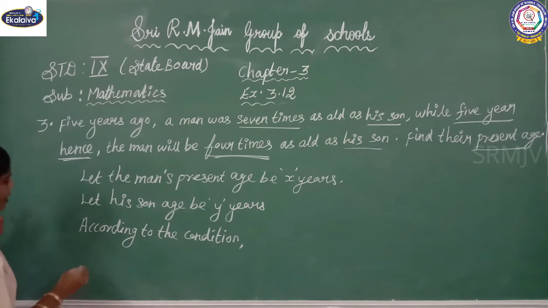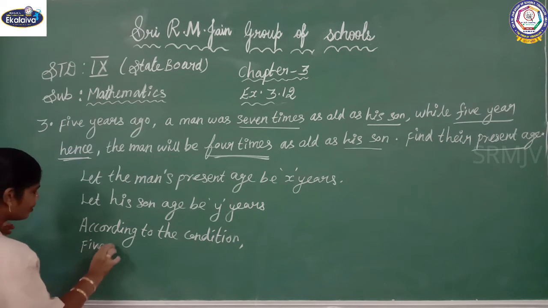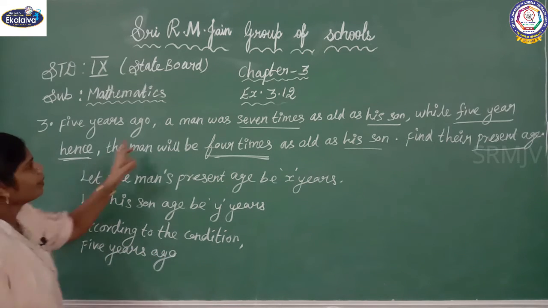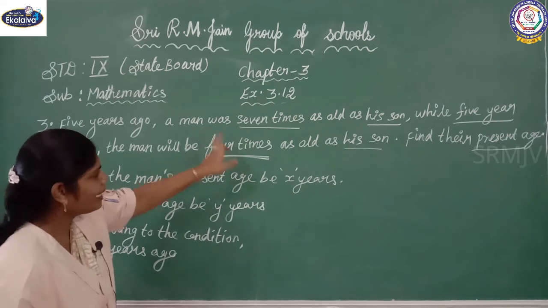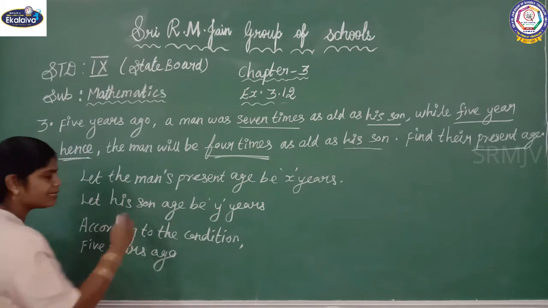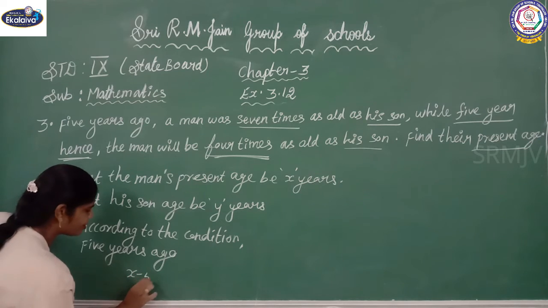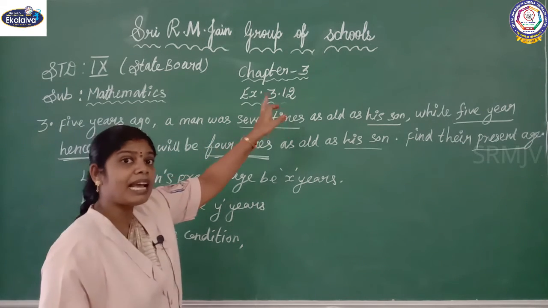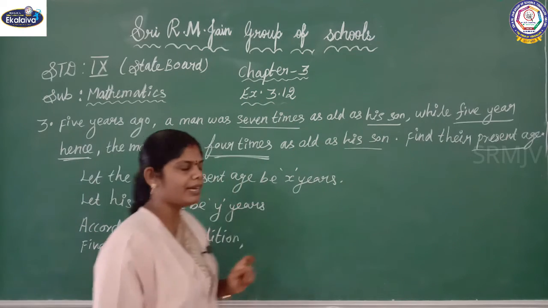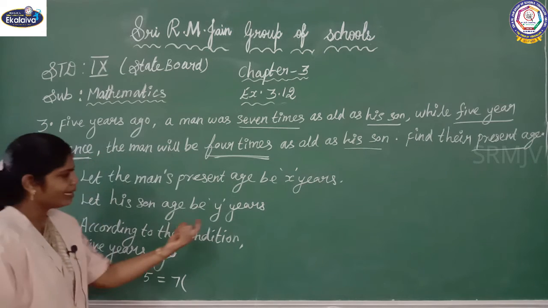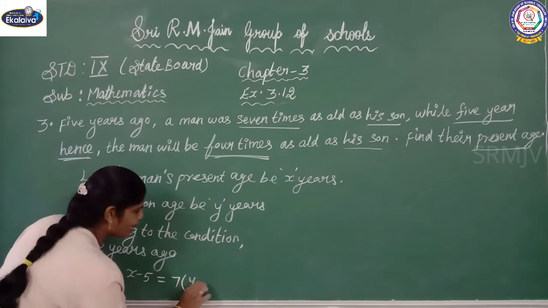first one, 5 years ago, a man was. So the age is X. Man's present age is X. So 5 years ago means subtract. So X minus 5 equals a man was 7 times as old as his son. Okay. 7 times. So 7 into his son's age. Son's age is Y. So Y minus 5.